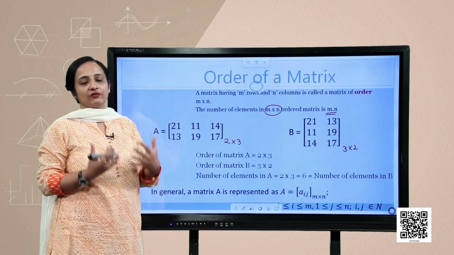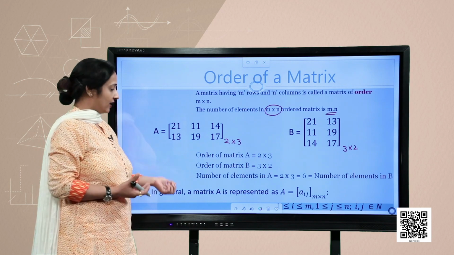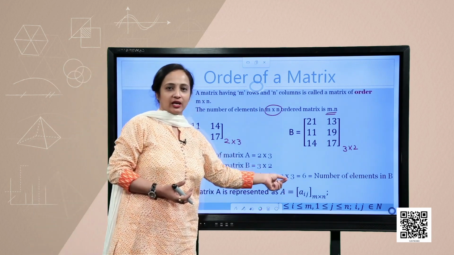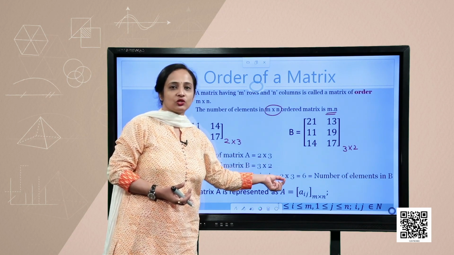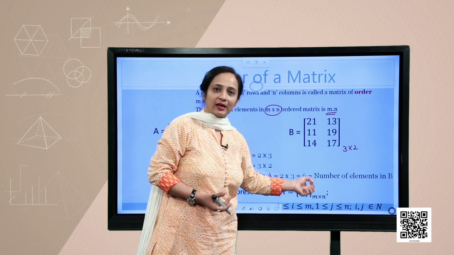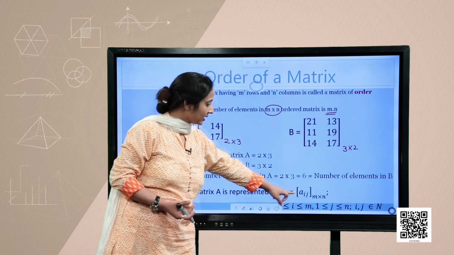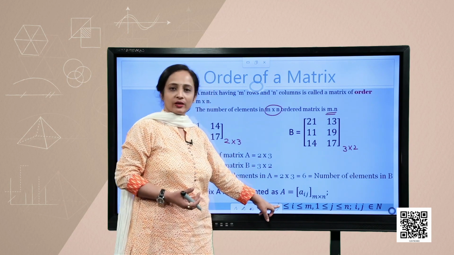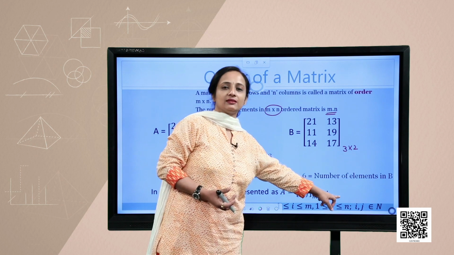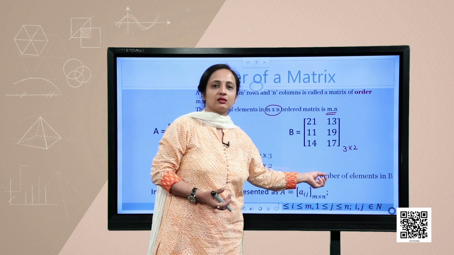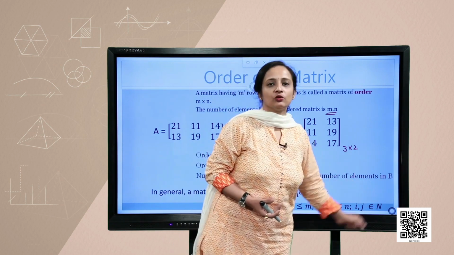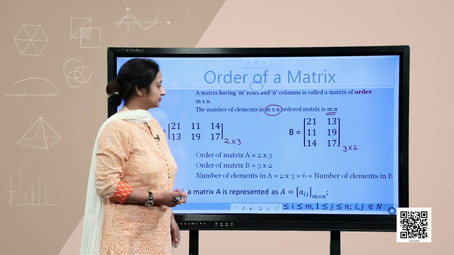In general, if I wish to denote a matrix, this is represented as A equals [aij]. Here ij represents the position of the element. m by n represents the order of the matrix A, where 1 and m are the lower and upper limits of i. Similarly, 1 less than or equal to j less than or equal to n gives the lower and upper limits of j, where i and j both belong to the set of natural numbers.